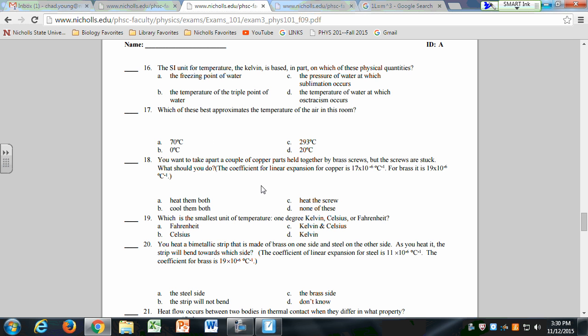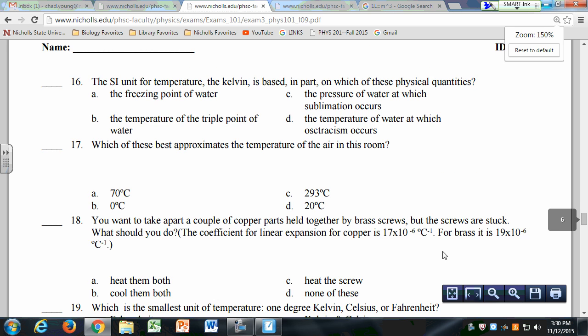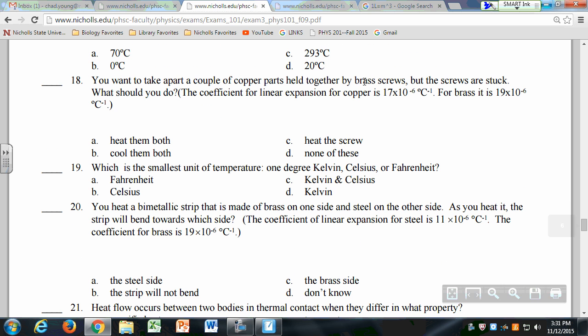How about this one? This number 18 is on linear expansion. You want to take apart a couple copper parts held together by brass screws, but the screws are stuck. What should you do? And then I give you the coefficients of linear expansion for copper and brass. So imagine that I have a copper block and I have a brass screw inside of that copper block, and I want to figure out some way to get it out. I want either the brass to get smaller or the copper to get bigger. So what could I do here? Could I heat them both, cool them both, heat the screw, or none of these?